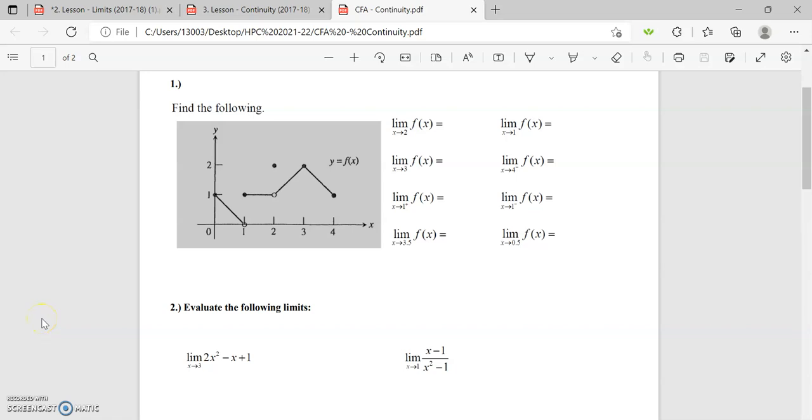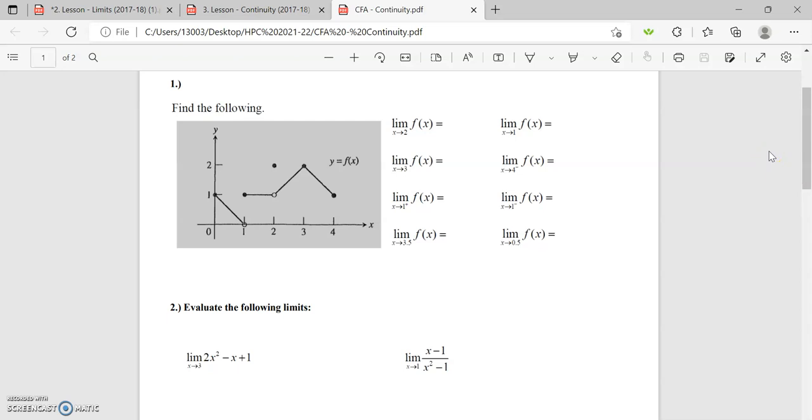Okay, in this video, what I'm going to do is dive into some practice problems, just on continuity. Looking at this first question, it's one graph of f of x. It's a piecewise function, and then there are a bunch of questions about it. So let's go through that.